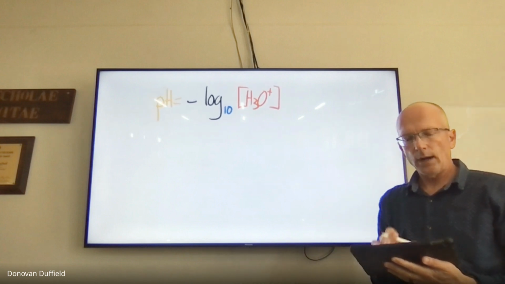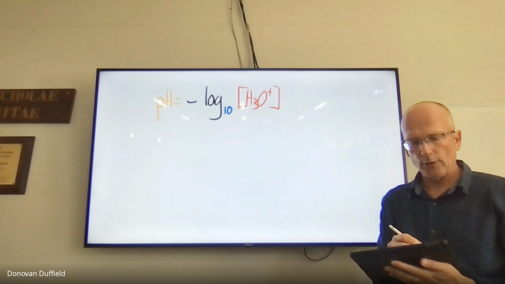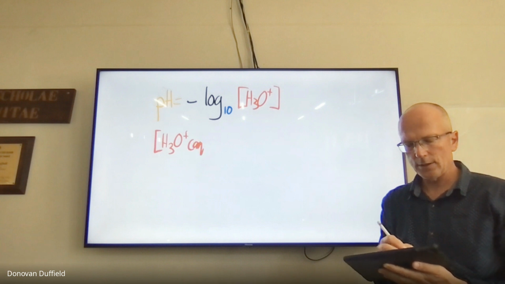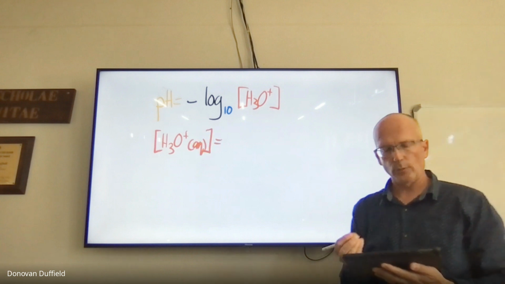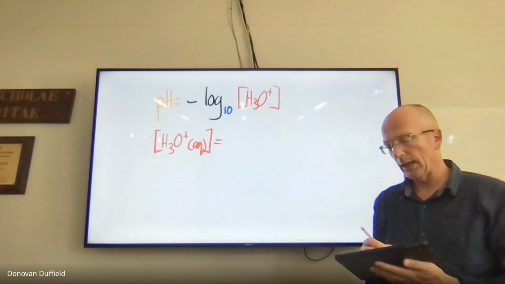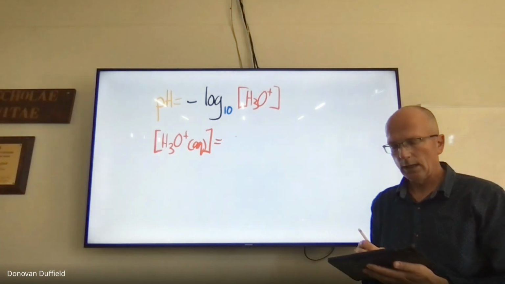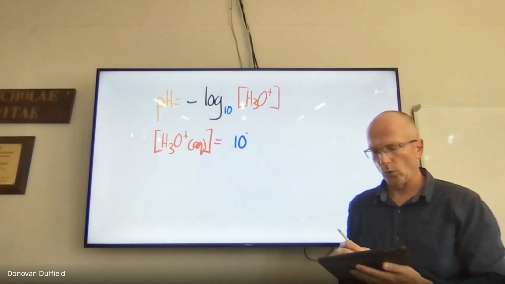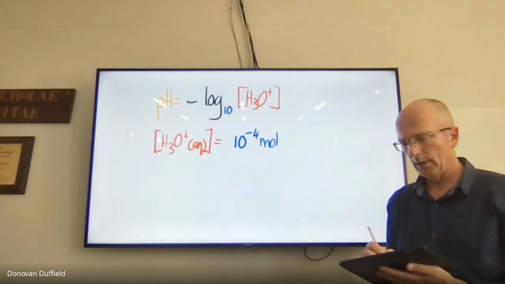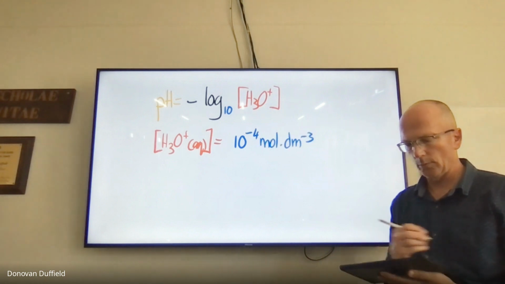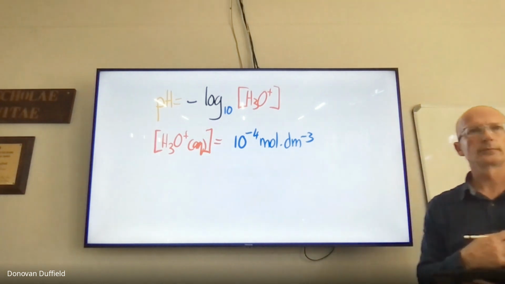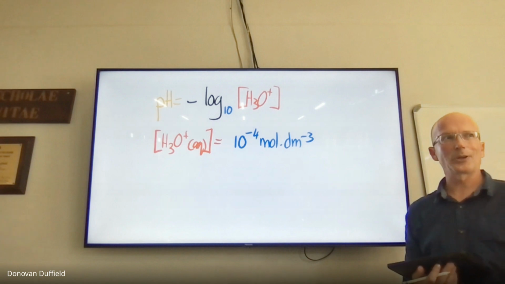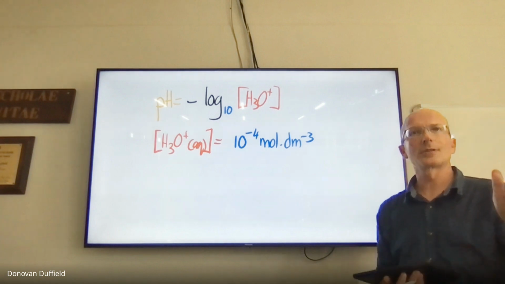If I am told that the hydronium ion concentration in a solution is, for instance, let's make it 10 to the negative 4 mole per cubic decimeter. By the way, your calculators help you with this. Your calculators can help you. We don't expect you to do this manually.